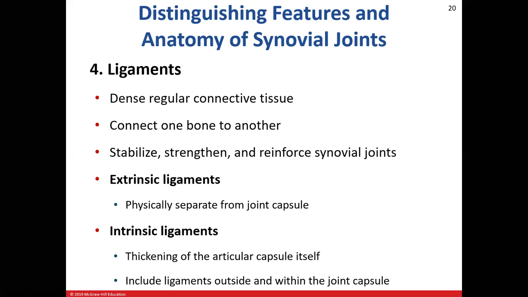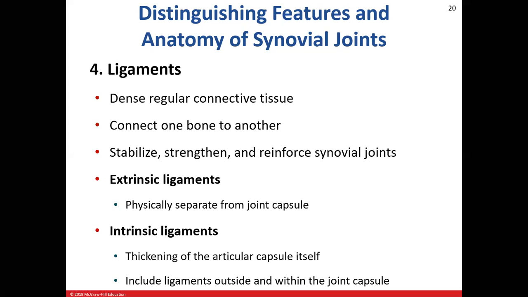Our fourth feature are ligaments. And so when we look at ligaments, ligaments really are going to help connect bone to bone. They are going to be a dense, regular connective tissue, or made up of this type of tissue. And it helps to stabilize, strengthen, and then also helps to reinforce those particular synovial joints.